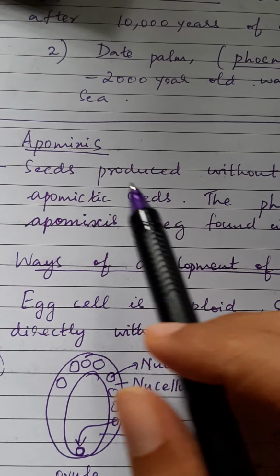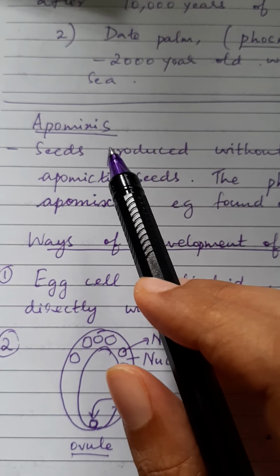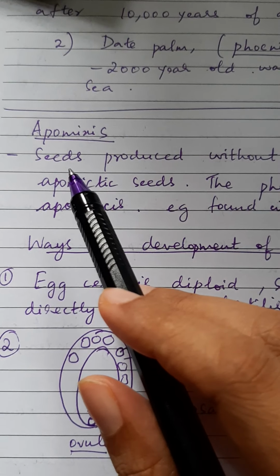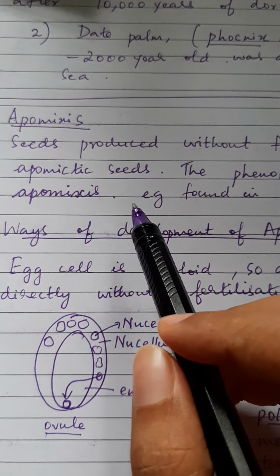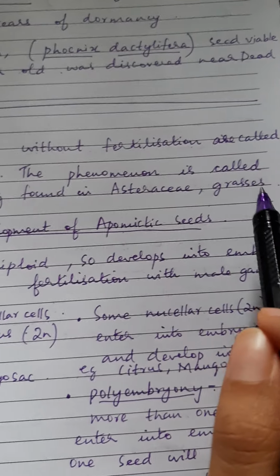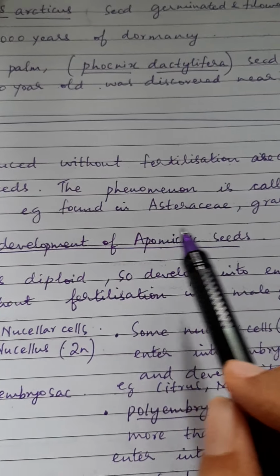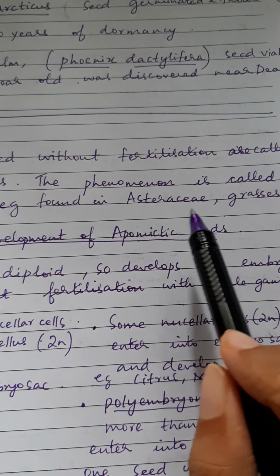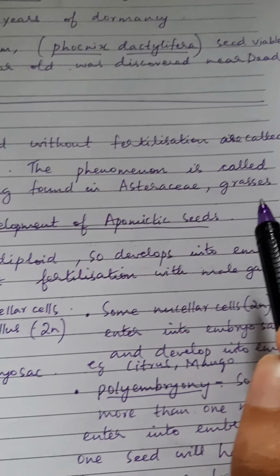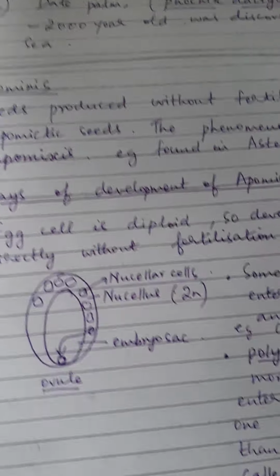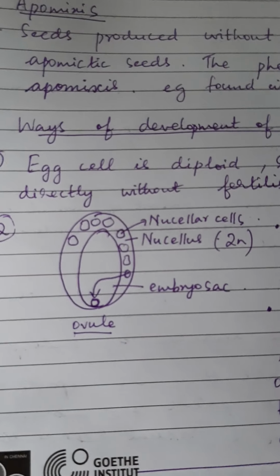Next is a property called apomixis. Apomixis means seeds produced without fertilization. They are called apomictic seeds. The phenomenon is called apomixis and it is found in the family Asteraceae, where sunflower and marigold come, and in grasses. How are apomictic seeds produced?